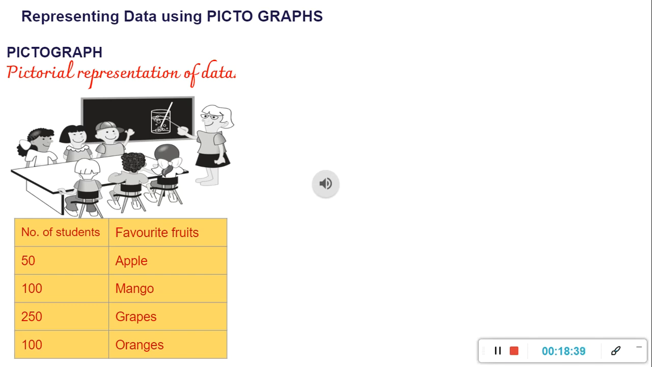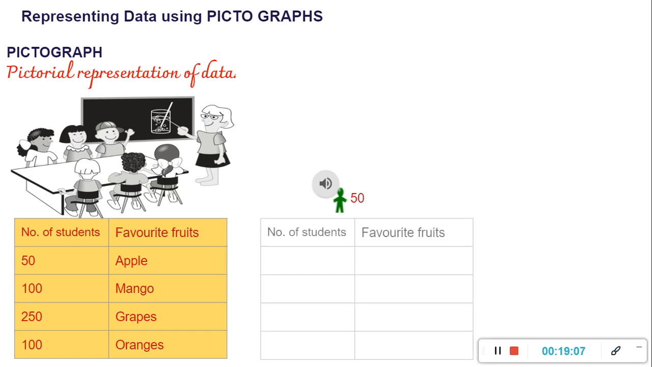So how do we represent this data with pictures? What we'll assume is, let us say that 50 kids are represented with one symbol. Let's say the number 50 is represented by this symbol, like a child. So one picture of the symbol represents 50 students. So the pictograph would look something like this. Apple is liked by how many kids? 50 kids, because this one picture represents 50. So that is the convention that we follow.